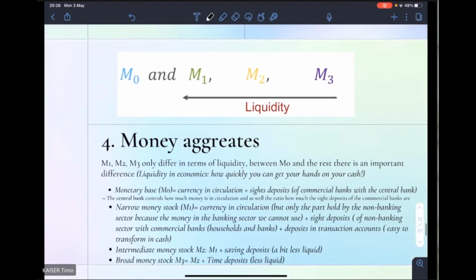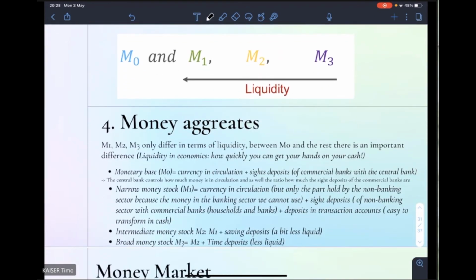Then next one, the money aggregates. Again, we're still in the theory part. We have four different money aggregates. We have M0, which would be the monetary base. This includes all the currency, all the money that is actually in circulation in the economy, and as well, it includes the sight deposits of commercial banks in the central bank. So it's only regarding commercial banks and the central bank, not us outside of the banking sector.